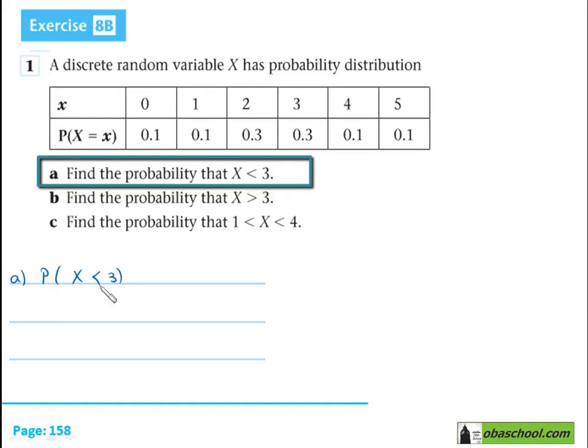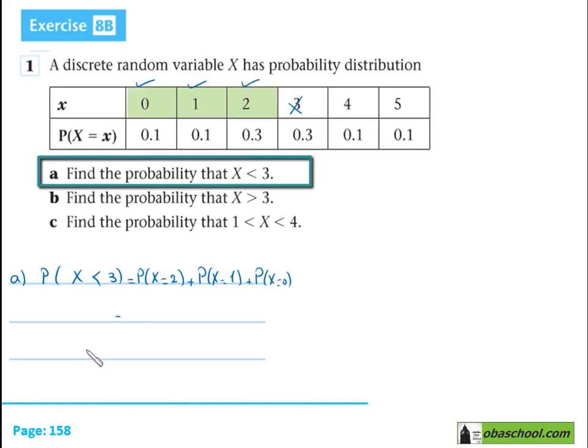Look at the table. Since it is less than 3, then 3 is not included. Why? Because we do not have equality. So, we cancel the 3 and we look at all the numbers less than 3. We take the 2, the 1, and 0. So, probability of x less than 3 is equal to probability of x is 2 plus probability of x is 1 plus probability of x is 0.